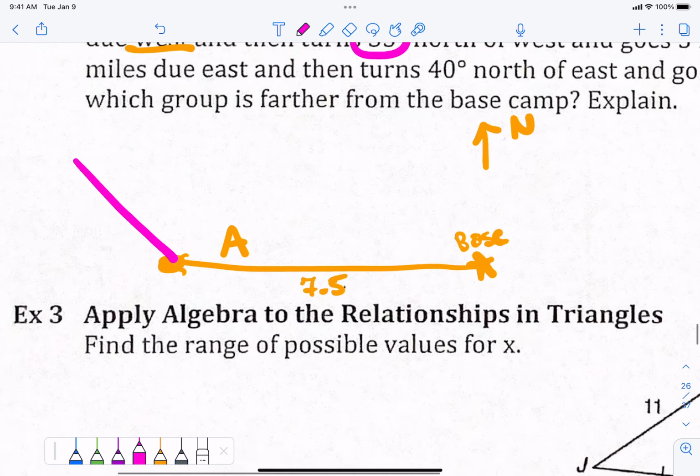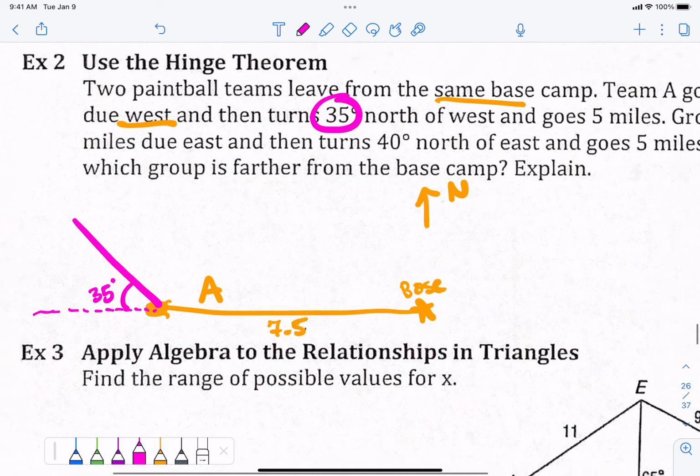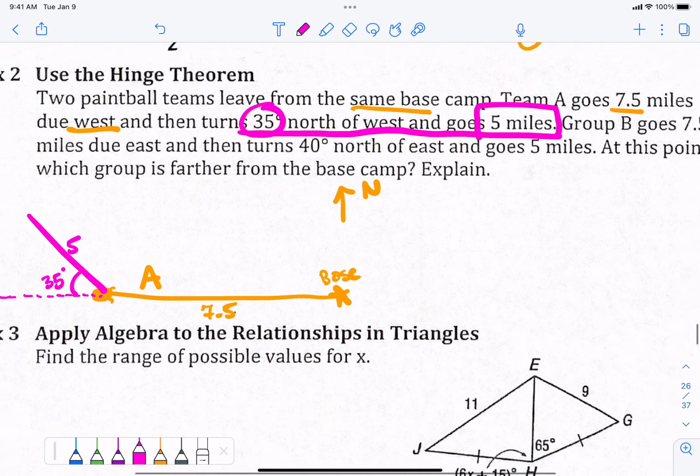Now here's the deal. 35 degrees north of west. If they would have continued going west, it would have looked like that dotted line. But now they're going north of west, which is 35 degrees here. How far are they going 35 degrees north of west? 5 miles. So they're going 5 miles in that direction, about that far.